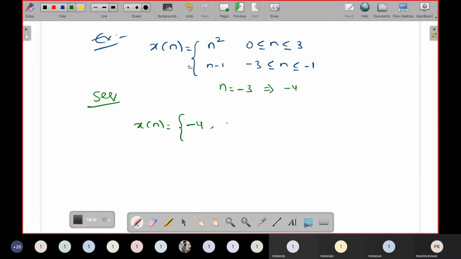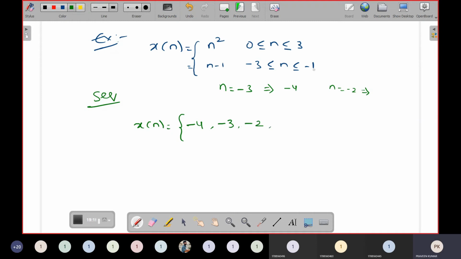Next, once you start from the lowest time instant, the n value must be in sequence. That is, you started from n is equal to -3. The next value should be at n is equal to -2, then -1, then 0, then 1, 2, 3, till the last time instant. n must be in sequence. That n is equal to -2, what is the amplitude? Simply it is -3, then -2.